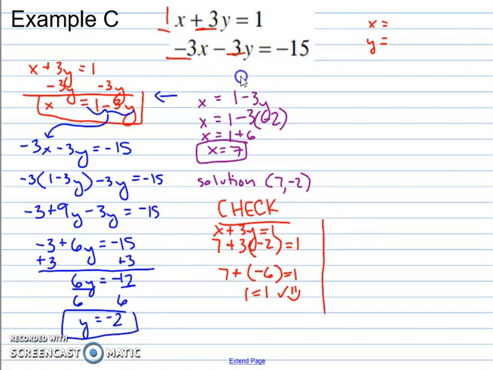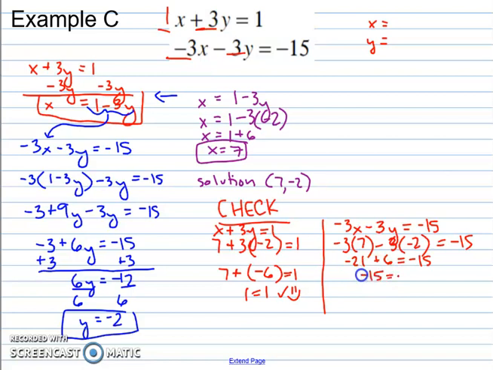Let's verify the other one. So remember, always use the original. And notice I write it down just to make sure I have my starting spot. Now substitute in -3 times 7 minus 3 times -2. Does that equal -15? -3 times 7 is -21. -3 times -2 is +6. -21 plus 6 is -15. Yay! All right, that's it.